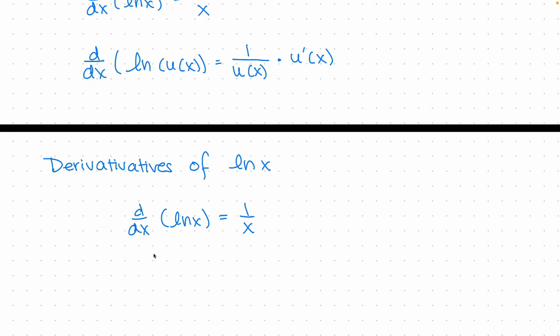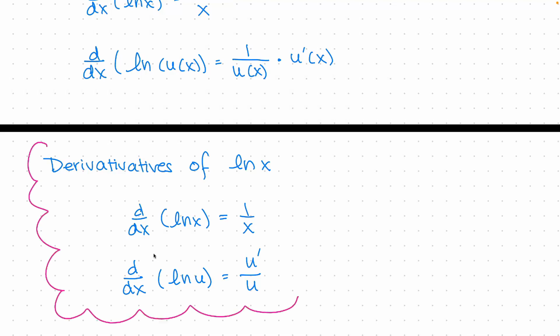If you have a function instead, when you look at tables of integrals and tables of derivatives, they typically don't write out u of x. You'll often just see natural log of u. They just say u instead of u of x. But it's 1 over u of x times the derivative of u of x. And this is how you will typically see it written.